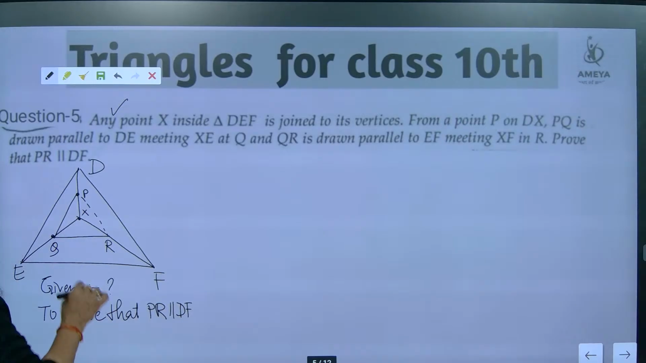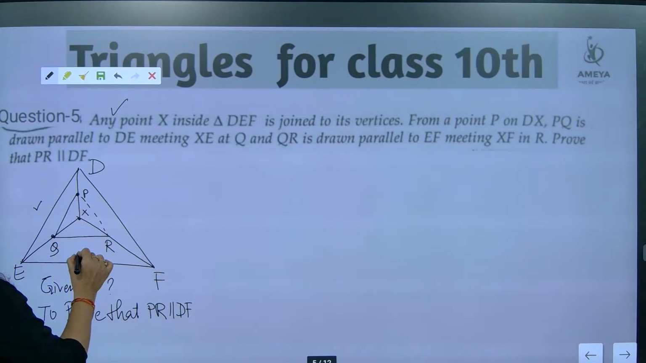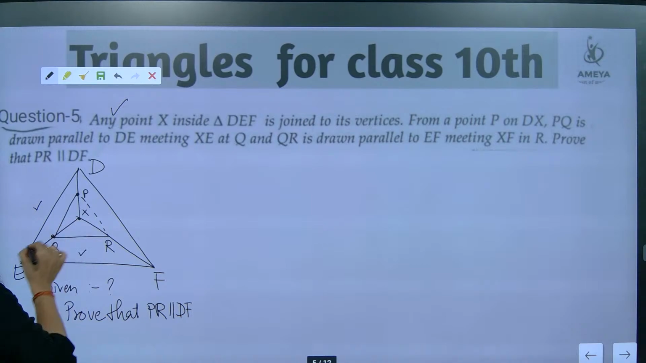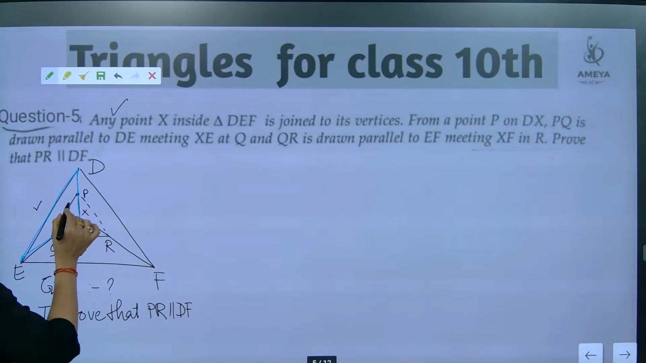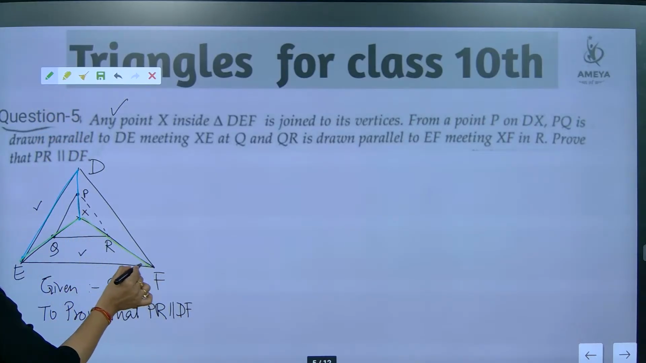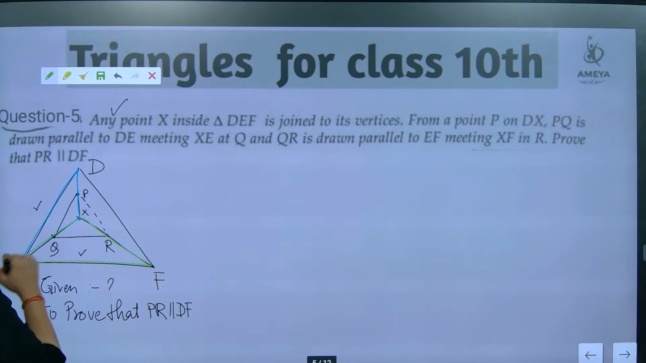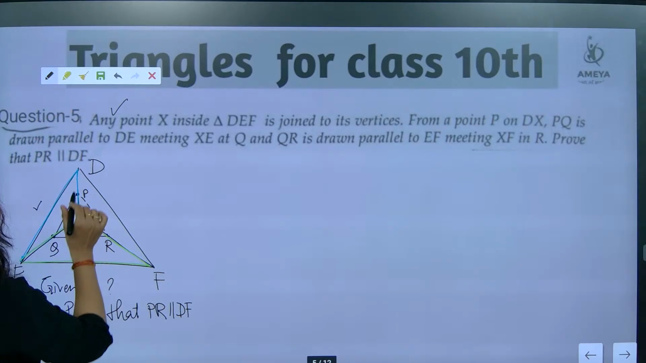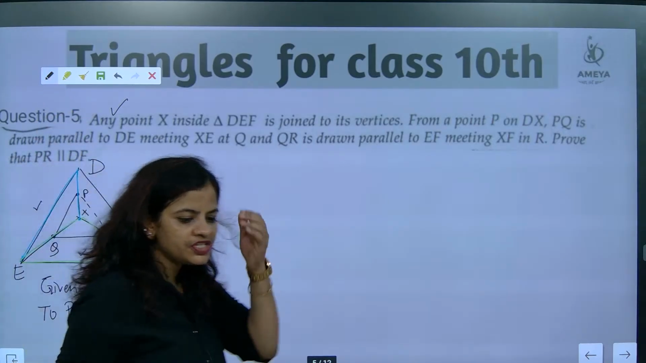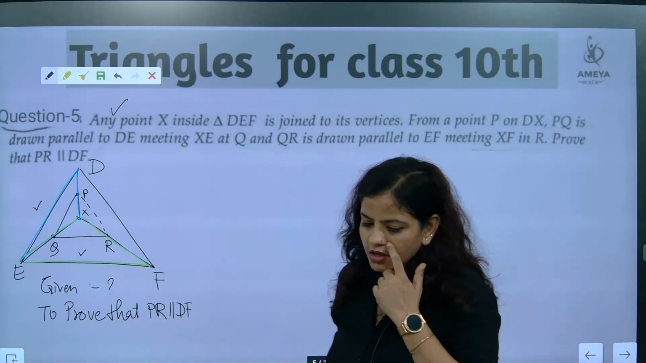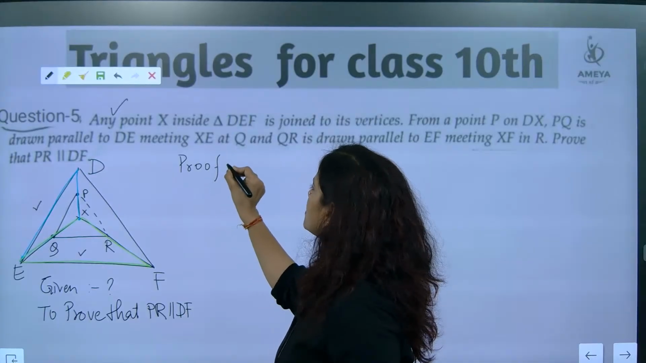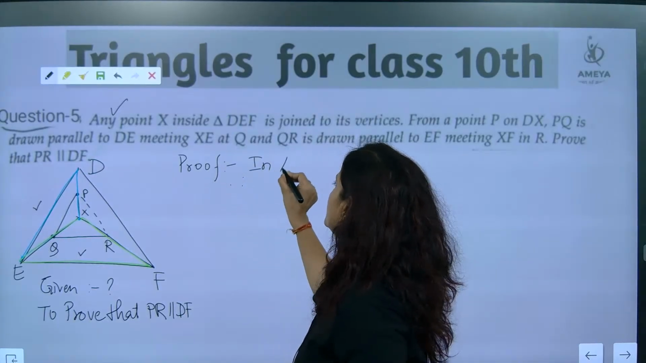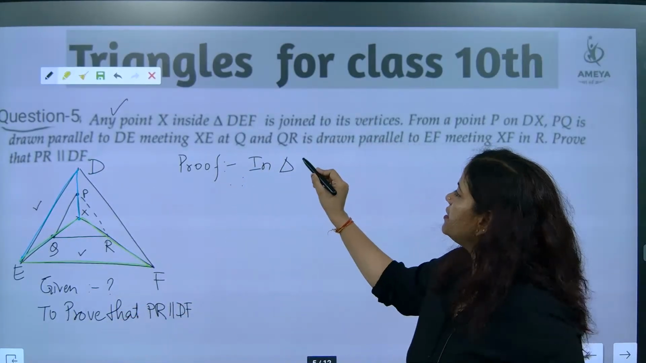Okay, beta. So now first we will take one triangle, this one, and then we will take this triangle. So first we will take this triangle. I'm just coloring it with different color so that you can take. First we will take this triangle, and then we will take which triangle, beta? This triangle. Got it? So these two triangles we will take. So first what we'll write? In triangle DXE. First which triangle we are taking? In proof section, we'll write in triangle DXE.